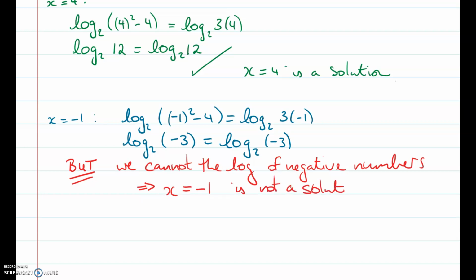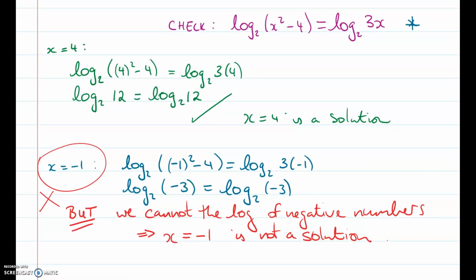So everything may look alright, and both sides of the equation may end up the same, but you just simply can't get the log of the negative number, and so therefore this answer has to be thrown out. So the only solution to the original equation is x equals 4.